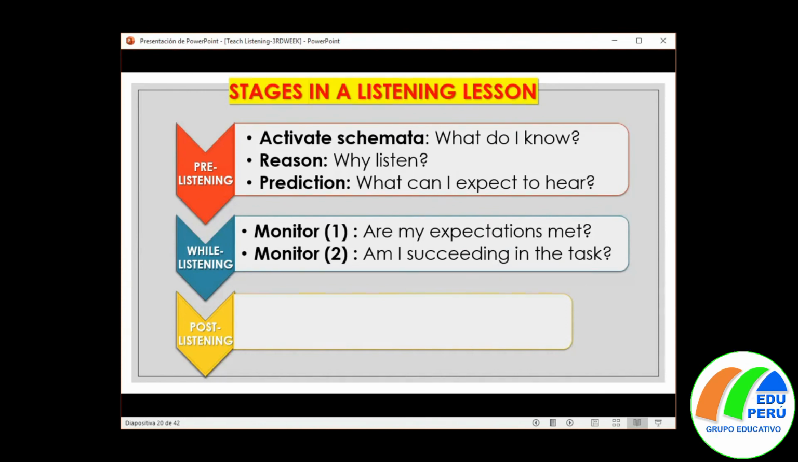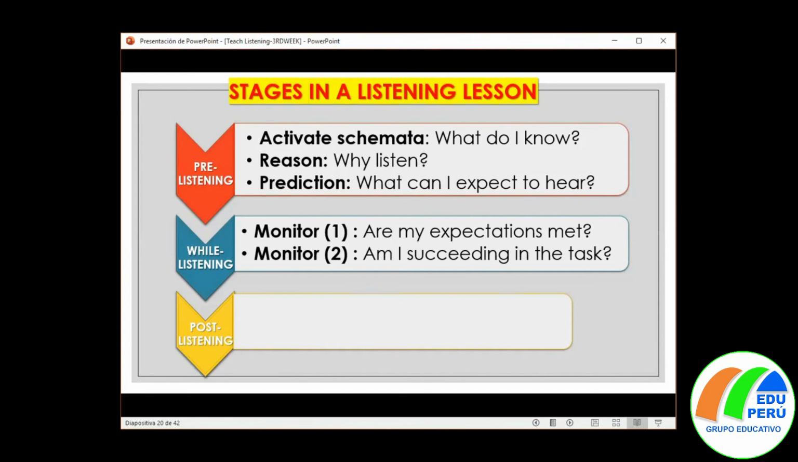So they are going to check, no? They are going to check their predictions, guesses, or their prior knowledge. And if they are understanding or not, comprehending or not, that text that they are listening to, right? So that's why here it says, am I succeeding in the task? So it means, am I doing well in the task?